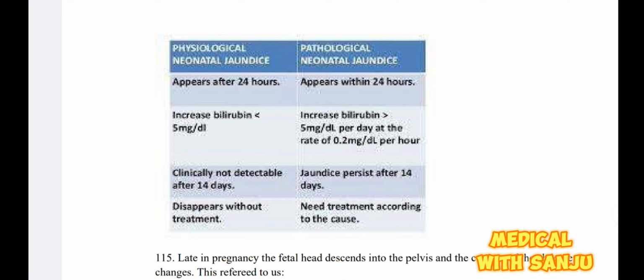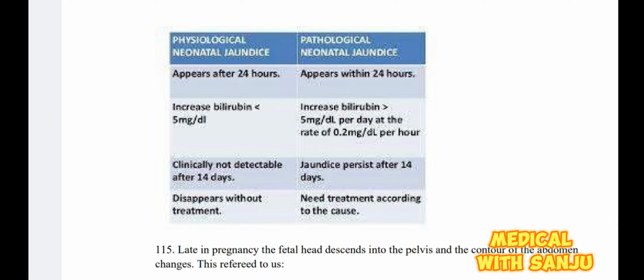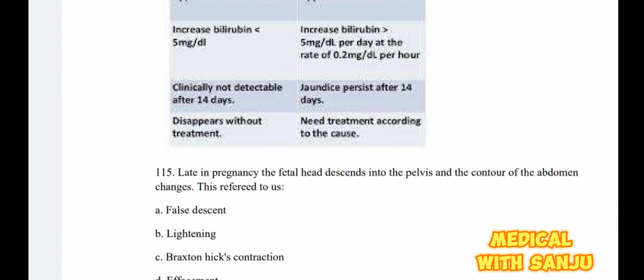Physiological neonatal jaundice and pathological neonatal jaundice. Physiological jaundice occurs after 24 hours, and pathological jaundice occurs within 24 hours. That is the main difference. Other than that, the bilirubin level is different in both, and clinical symptoms are different in both.